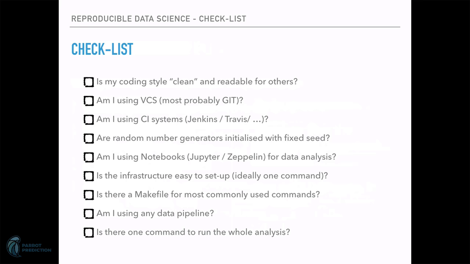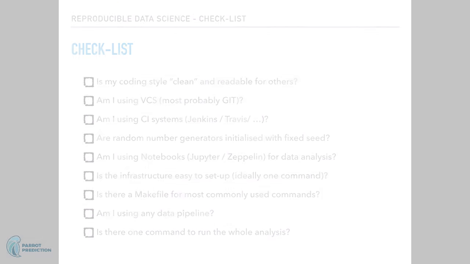Is the infrastructure easy to set up? Ideally, we would have only one command to set the whole thing up. Are we using a makefile for the most commonly used commands, are we using any data pipelines, and, as I said, is there only one command to run the whole analysis.